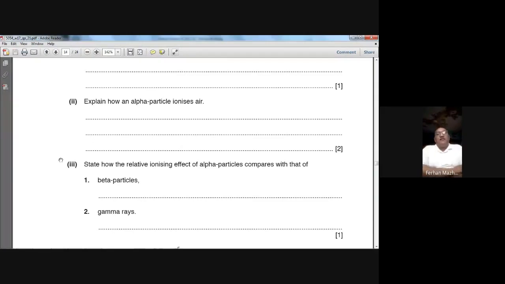Alpha particle is relatively heavy, and it is positively charged. So when it travels in the air, it penetrates the air. Whatever molecules it comes in contact with, because it is positively charged, it has the ability to knock electrons out of air molecules. It has the ability to pull the electrons from the air molecules. So when it penetrates through the air, it ionizes the air molecules.